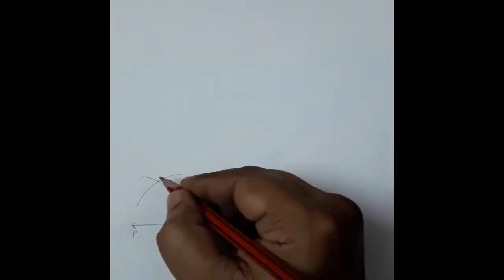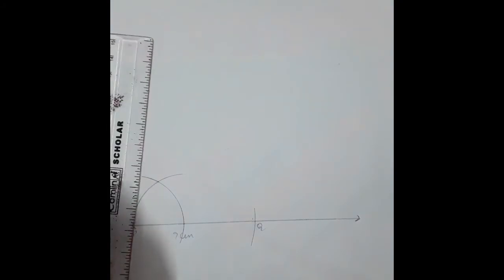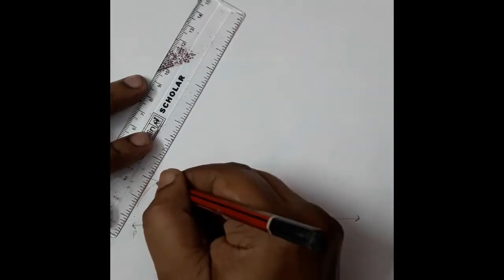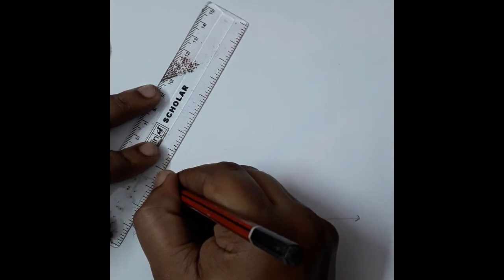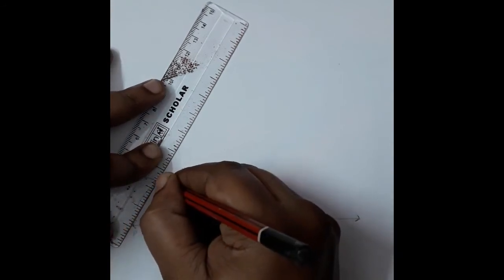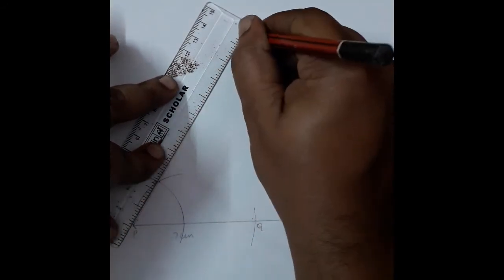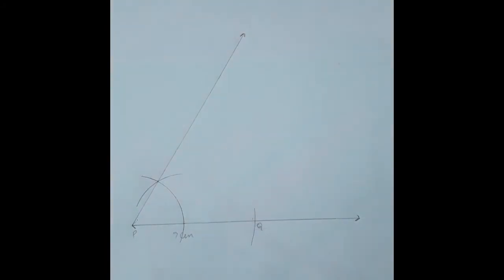Mark this point. I'll draw a line through this point in such a way that it has to be greater than 11 centimeters, because next we'll be marking 11 centimeters on this particular line. If you want, you can mark this as a dotted line, or you can just draw a big line like this. And this will be your ray.